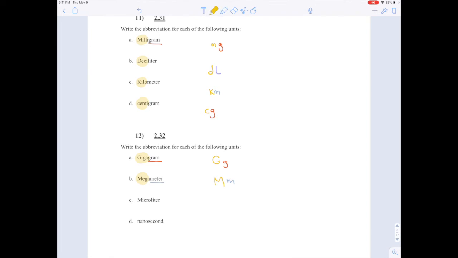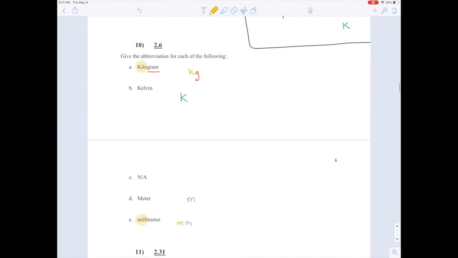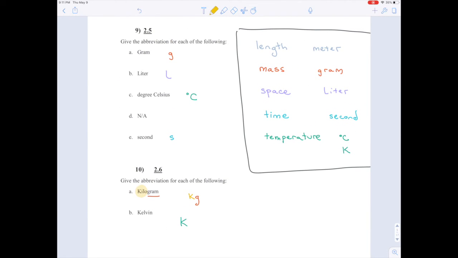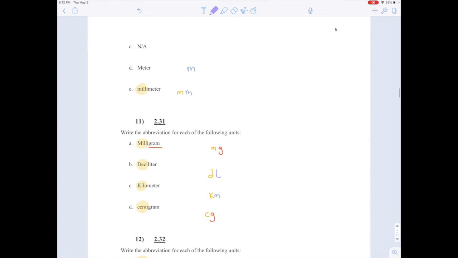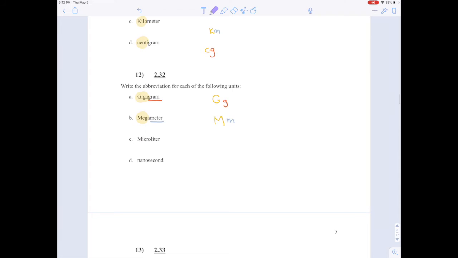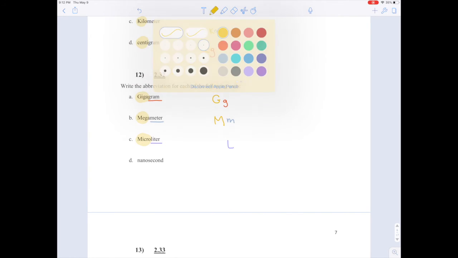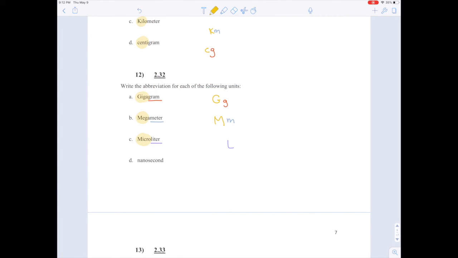And then microliter. This is an interesting one. We could see that we have the liter, which is a unit for space. So we have a liter here, and that's going to be our base unit. You can abbreviate liter just by getting the capital L. Micro is an interesting prefix. It's a millionth, so 10 to the negative 6th. So a millionth of a liter, that's a microliter.